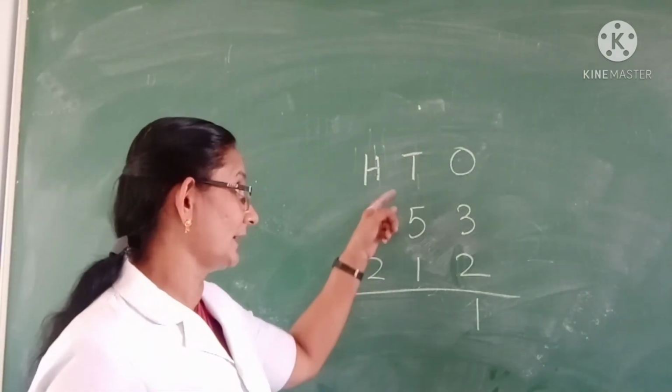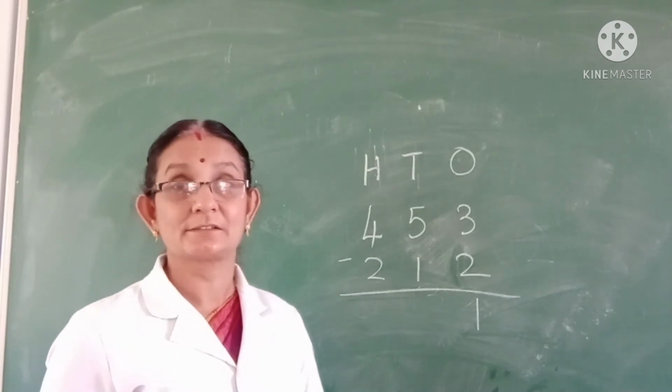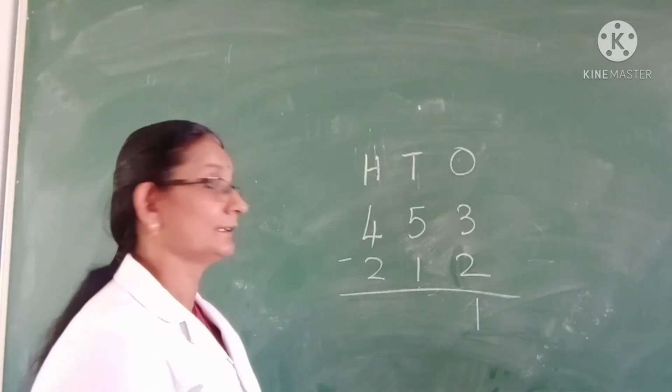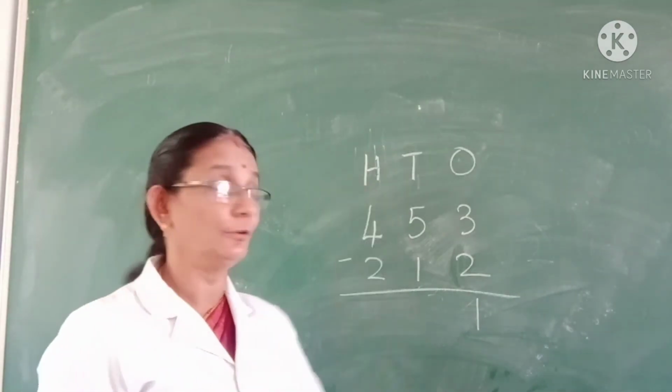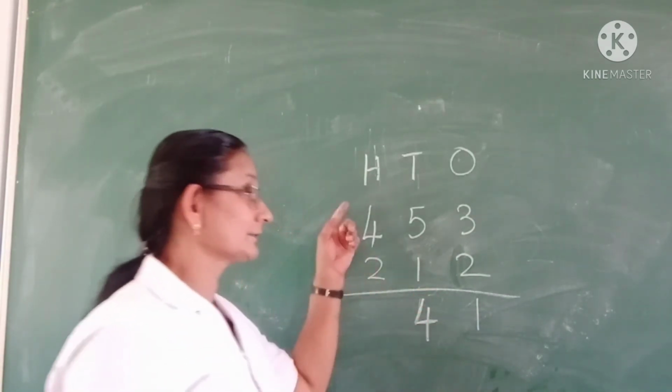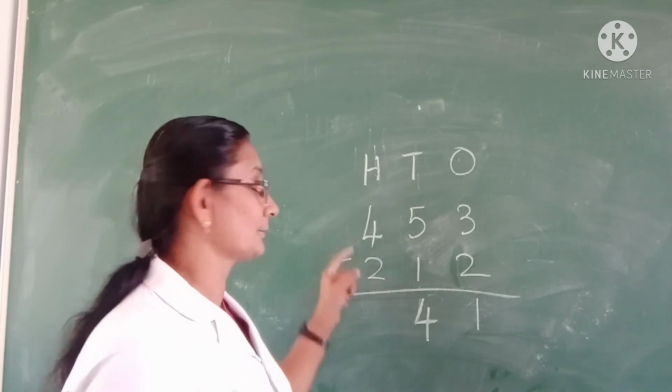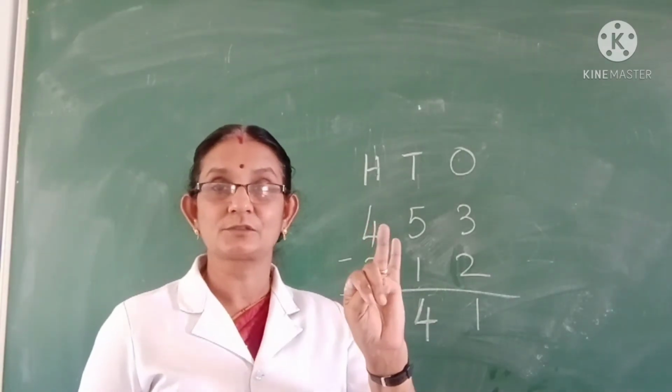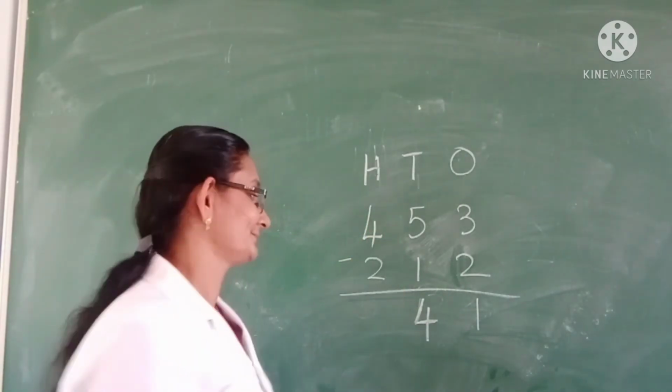Next, let us subtract the digits in the tens place. That is 5 minus 1. And 5 minus 1 will give you 4. Now, subtract the digits in the hundreds place. Yes, 4 minus 2. 4 minus 2 will give you 2.